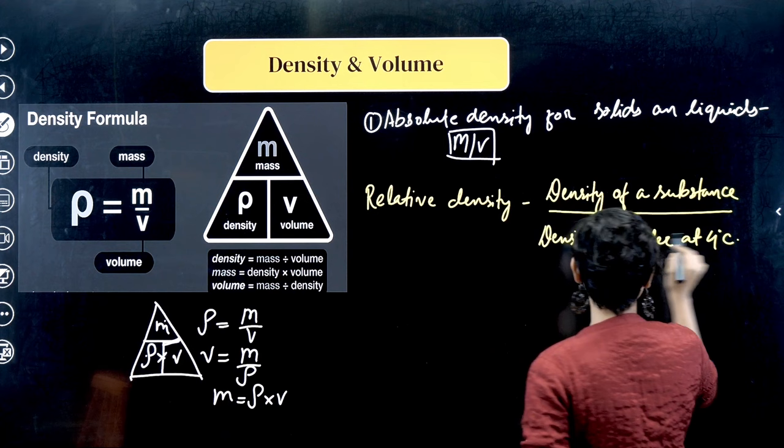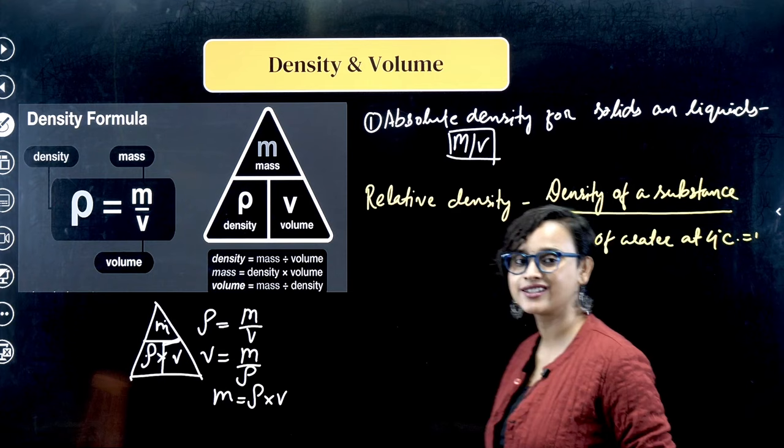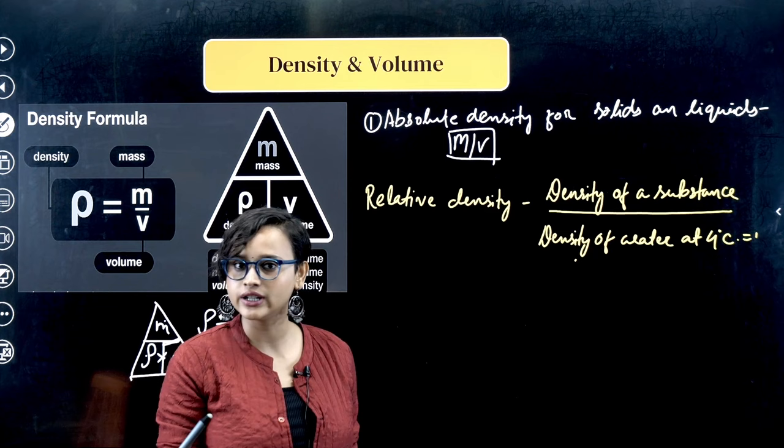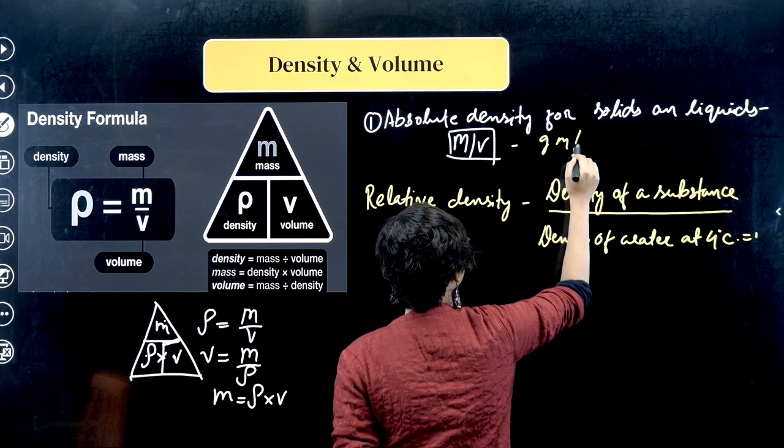And this whole thing is called your specific gravity. What is it called? It is specific gravity. And by the way, this is unitless. This is mass by volume, so density is gram per milliliter, not the SI unit, but this is basically gram per milliliter, and specific gravity is unitless.